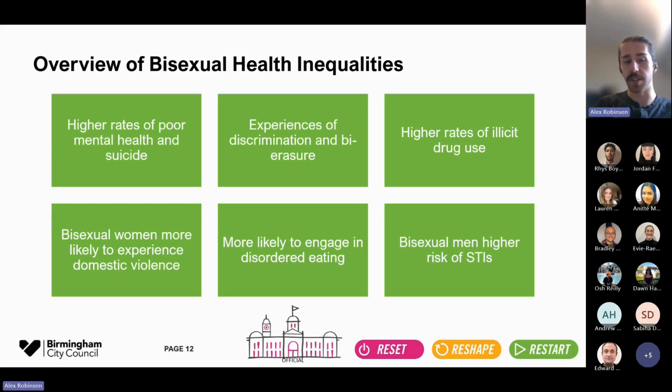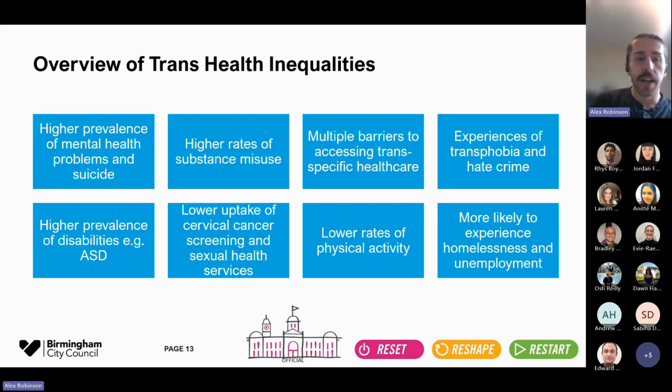And I've already mentioned the statistic around sexual health. 7,000 gay, bisexual men and other men who have sex with men in 100,000 received a new STI diagnosis in 2021. And that's compared to 300 in 100,000 heterosexual men. Finally, I'll talk about some trans health inequalities.